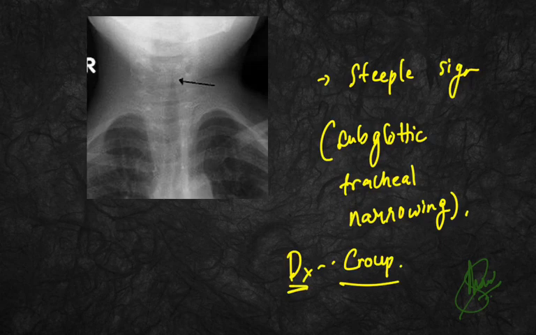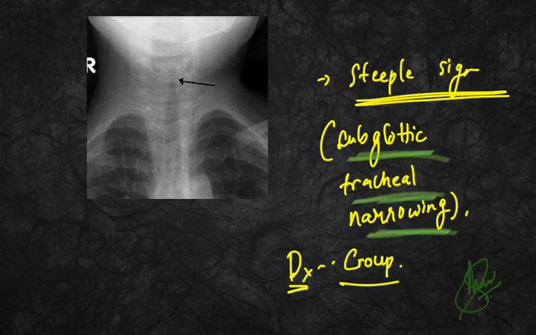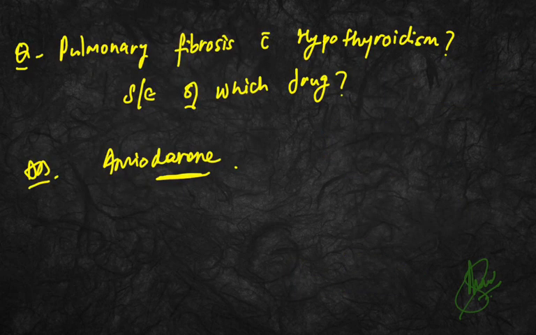Now this X-ray was given, which is indicating the steeple sign. It is subglottic tracheal narrowing, and it is seen in croup. Steeple sign was asked. Now, pulmonary fibrosis with hypothyroidism. That is a side effect of which drug? I can't remember the options properly, but the main side effect, amiodarone, was there, and this is the answer. So no doubt.